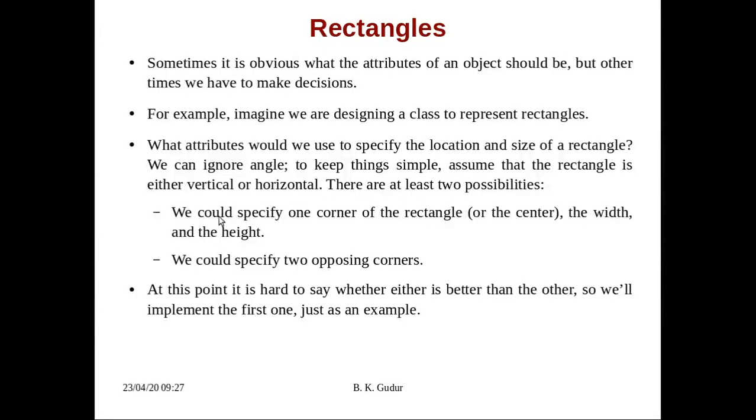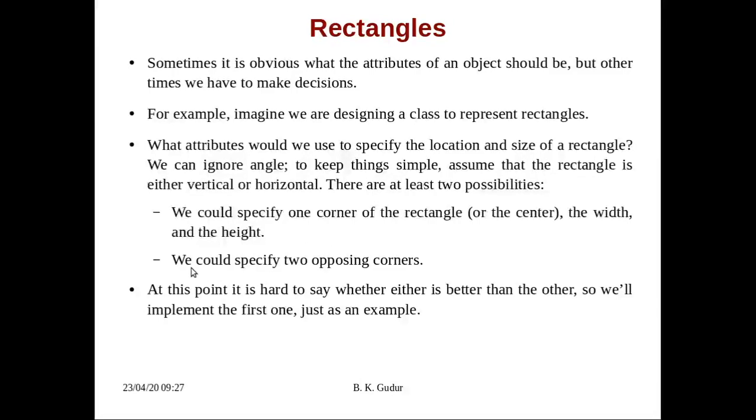In one possibility, we could specify one corner of the rectangle, because in two-dimensional space, if I want to represent a rectangle somewhere, one thing we can do is specify one corner of the rectangle or even the center, and along with this the width and height of the rectangle. So if we know the corner, then from the corner we know how much is width and how much is height, or from the center, where the rectangle is placed. That's one method.